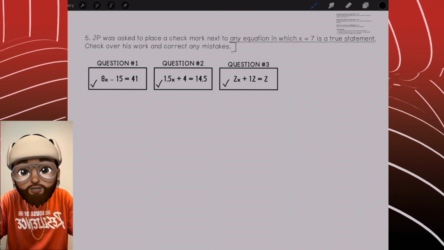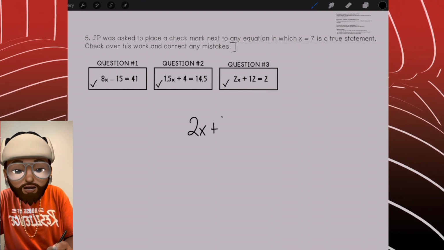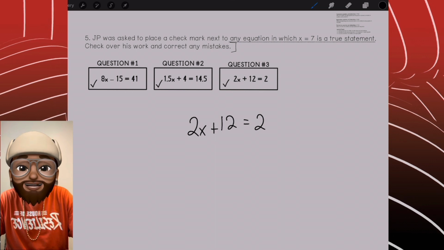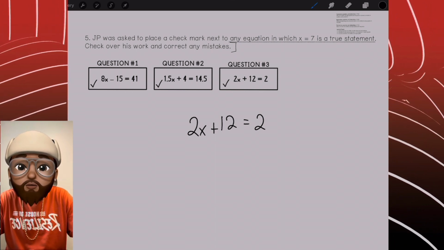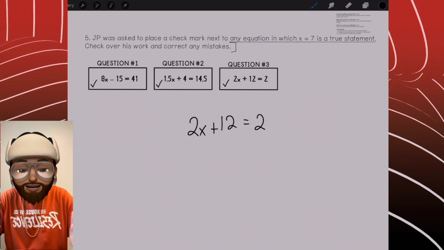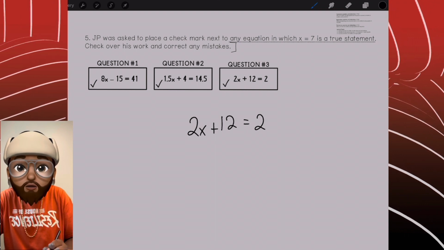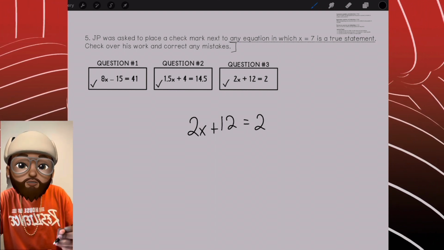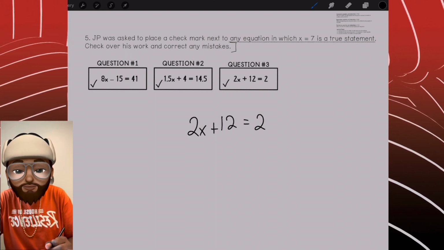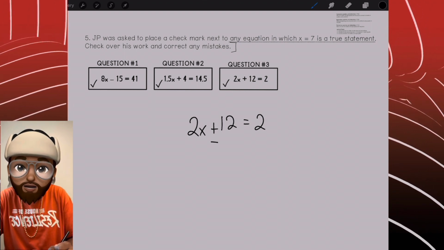Our final question's equation is 2x plus 12 is equal to 2. Now, this is the same process that we went through for the last 2 examples. So let's go ahead and do this. We have a 12 on the side of the variable that we need to get to the other side. So we need to do the inverse operation to addition, which is subtraction. And we need to subtract by the same amount that is on this side to zero it out.